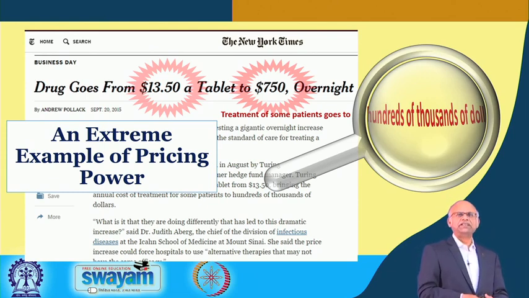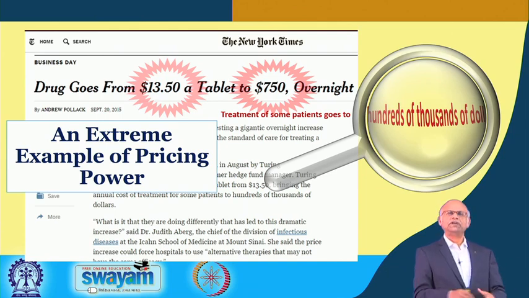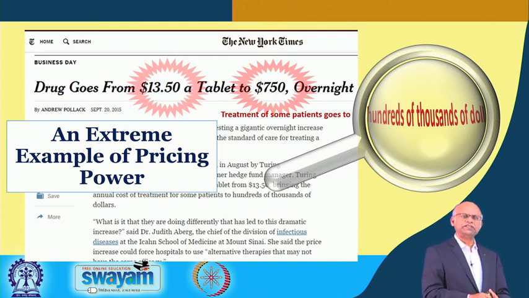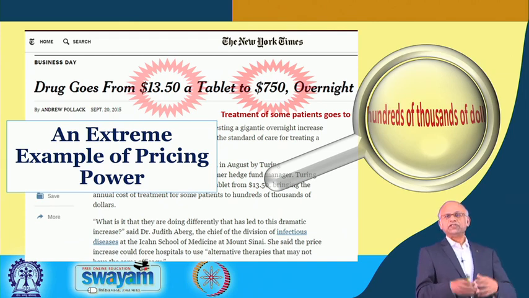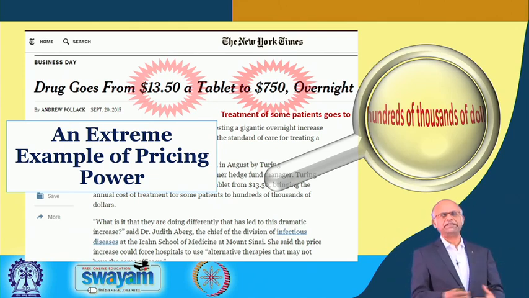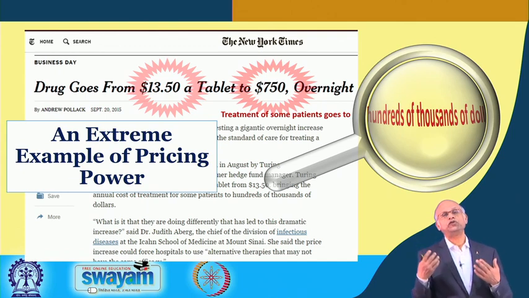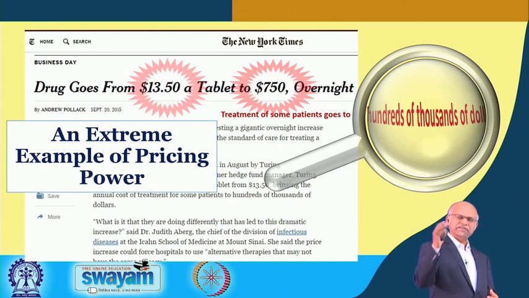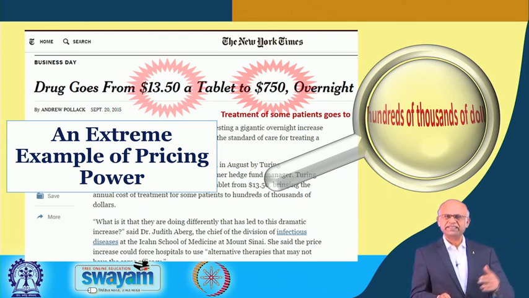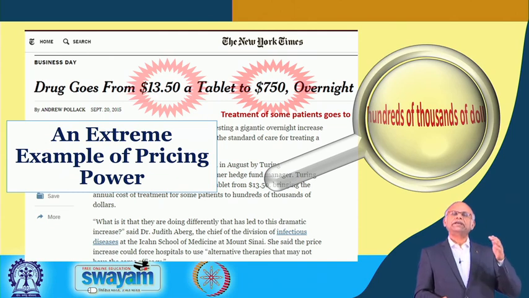This came in the New York Times. So, there is no cooked up or manufactured news, this is a news item. Overnight one patient's total expenses for treatment went to hundreds of thousands of dollars. It is a huge increase, but the customer had no choice but to buy. But remember, this is not ethical. Of course, in the US there is no bar on how you can increase the price, but this is not tenable, not sustainable in the long run.